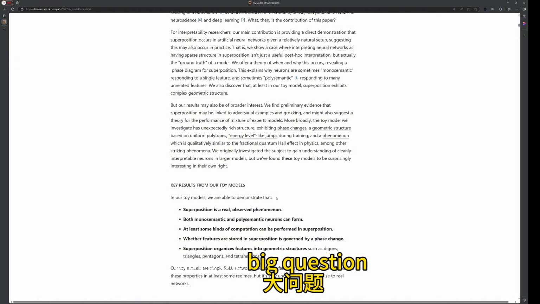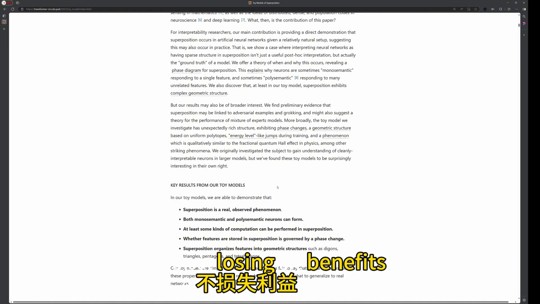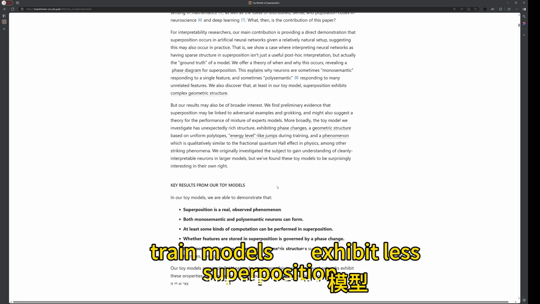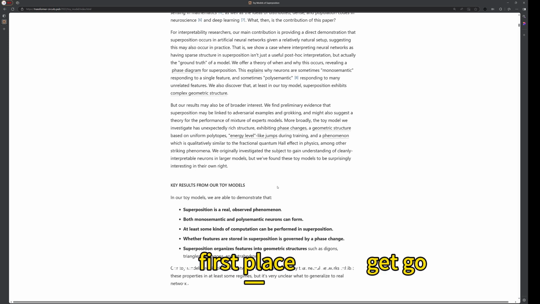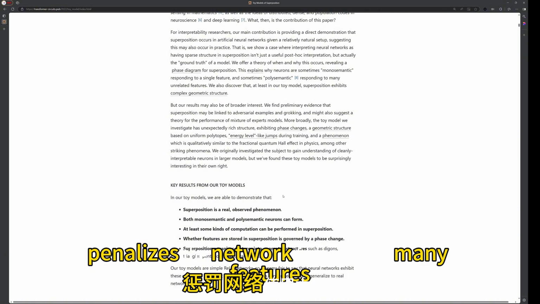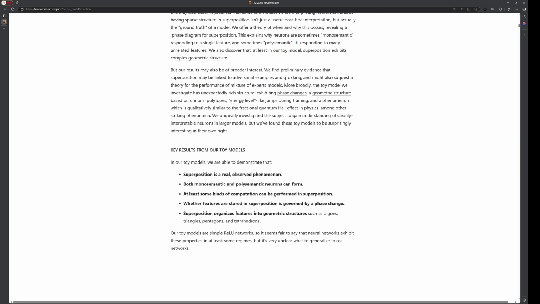That's the big question. Is there any way to reduce the negative effects without losing the benefits? Yeah, so the paper explores 3 main strategies. The first one is to train models that exhibit less superposition in the first place, from the get-go. They suggest things like L1 regularization, which penalizes the network for using too many features per neuron. So it's encouraging it to be more organized.